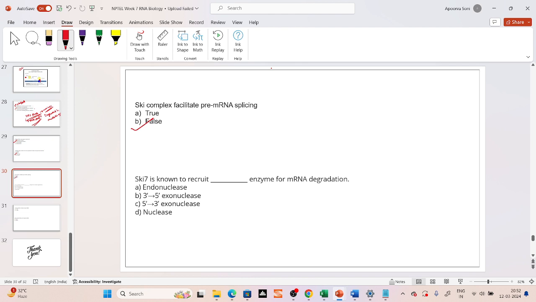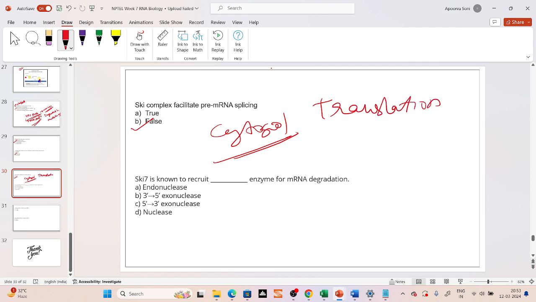Why? Because the Ski complex functions in the cytosol. That means at the level of translation, that means it is obviously post mRNA splicing. So how can it be pre-mRNA splicing then? It will obviously be post mRNA splicing, no? Because Ski is functioning in the cytosol.